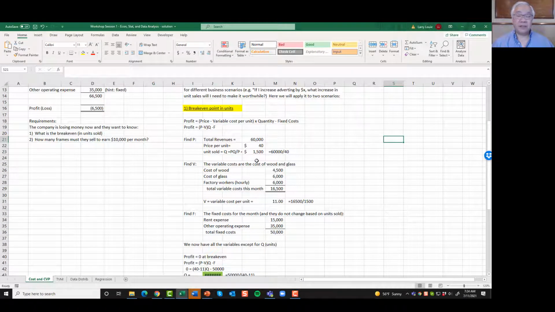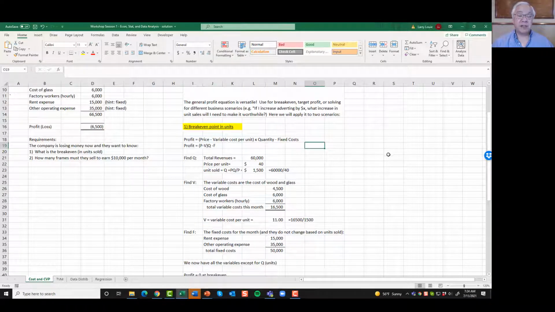So the break-even first, in terms of units. The profit equation is profit equals price minus variable costs, that's called the unit contribution, times quantity, minus fixed costs. Our first step is to determine the quantity. We were given the revenues, which was 60,000, and we know the price per unit, which is 40. So the units sold equals revenues divided by price, and we end up with 1,500 units.